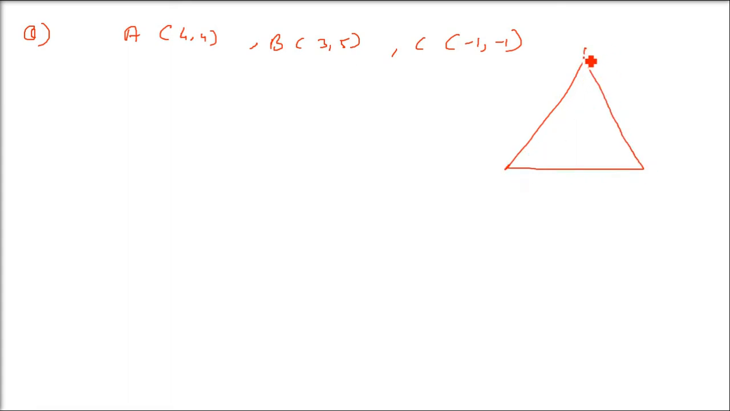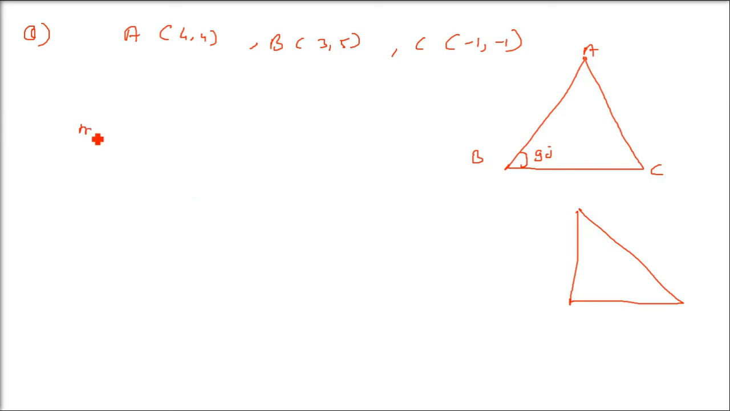So let us take a question here. This is an NCERT question. Without using the Pythagoras theorem, show that A (4, 4), B (3, 5), and C (-1, -1) are the vertices of a right angled triangle. So let us make a triangle with A, B, C. One of the angles will be 90 degrees. So the triangle will be of this type.